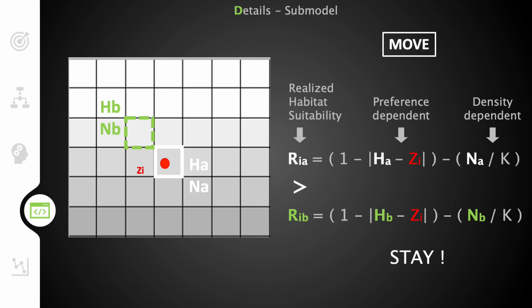The individual compares the realized habitat suitability of the randomly selected neighboring cell to that of its current cell. If the realized habitat suitability of the current cell is higher than that of the neighboring cell, the fish remains at the same location at the next time step. Otherwise, the location of the fish is updated to this neighboring cell at the end of the next time step.